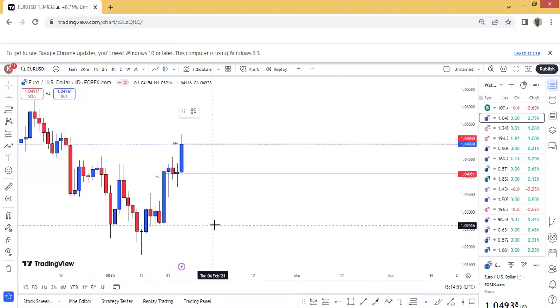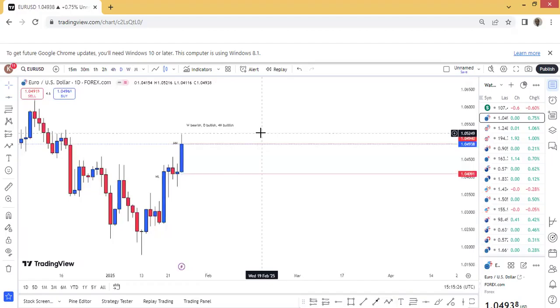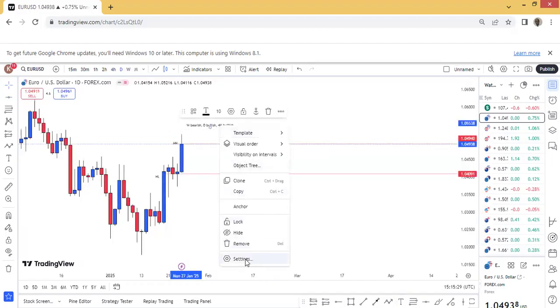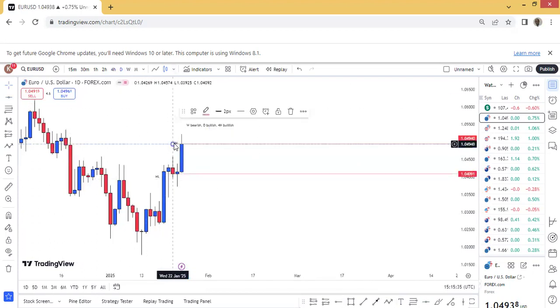So after I have found my direction, where the market is going, let me do my summary. Weekly, bearish. Daily, bullish. And 4 hours, bullish. I want to see these on all time frames so that immediately I touch it.